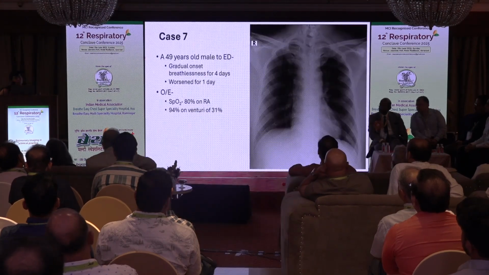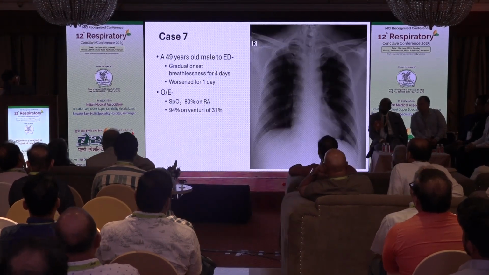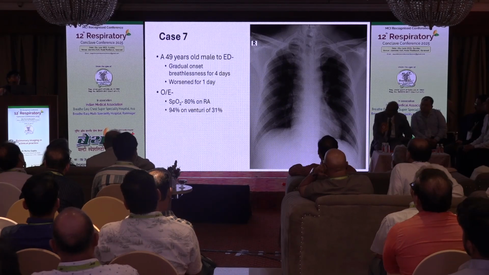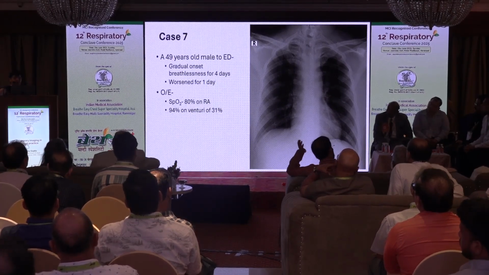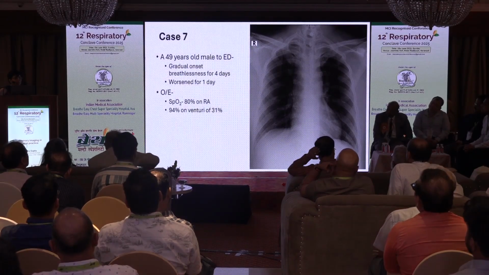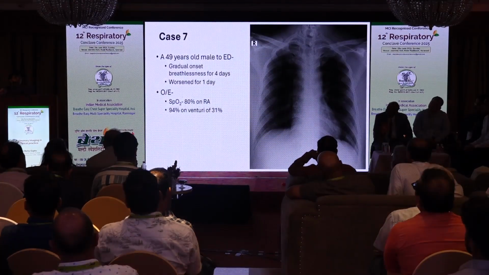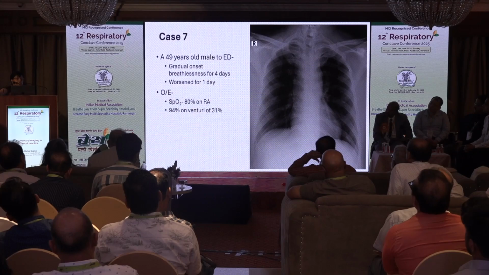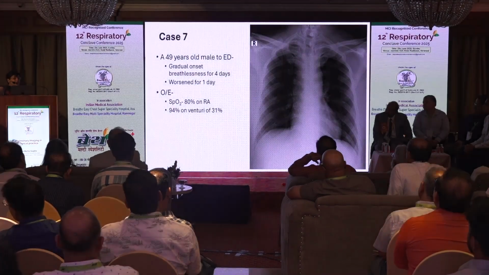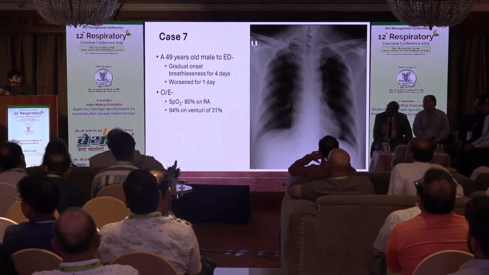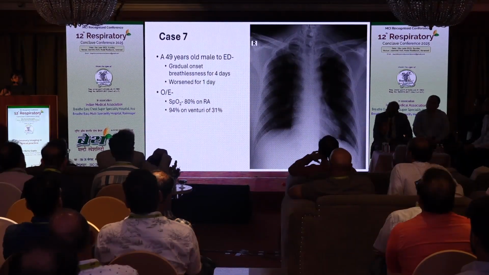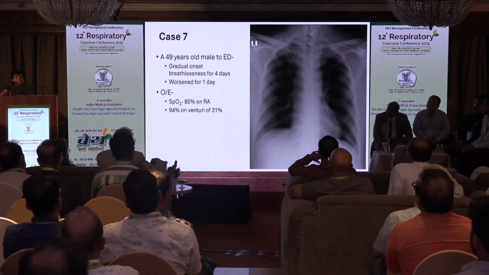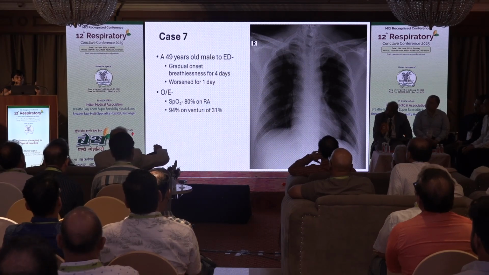Now coming to this 49-year-old male who presented to ED, gradual onset breathlessness for 4 days. See, the duration is very less. Worsened for 1 day. Saturation at the time of arrival was 80% on room air, and when Venturi was connected, it was making up to 94% only. X-ray looks grossly normal. So what is the CT you would like to do in this patient? Depends on what you are suspecting.